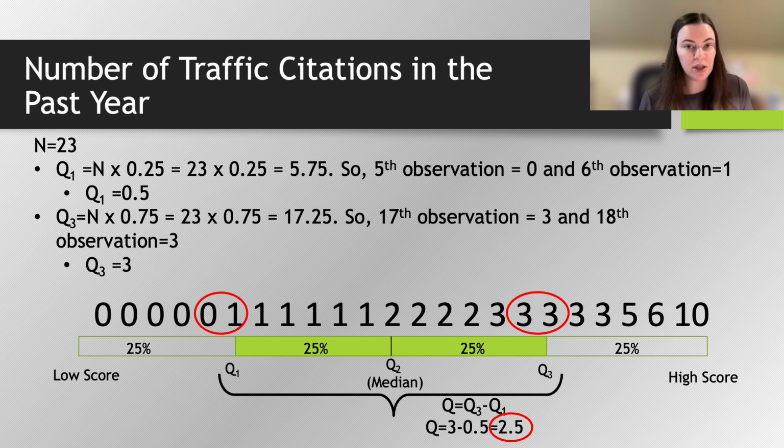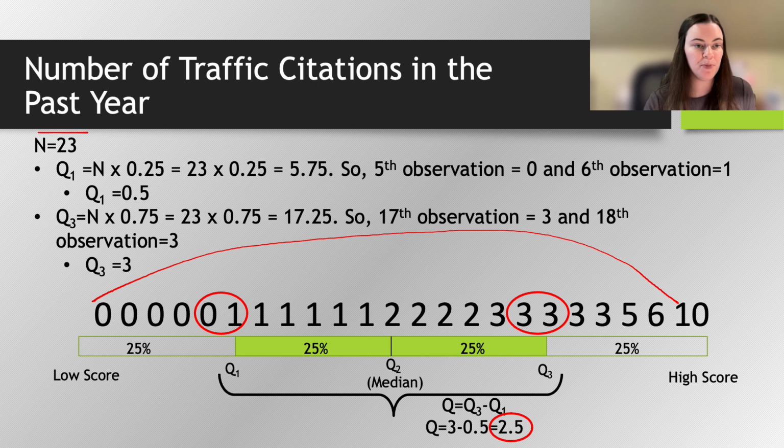So to work through an example of this, let's take a look at an example of a sample in which I asked respondents to tell me how many traffic citations have you received within the last year. I've already ordered these for you, so we have a range from 0 to 10, and I asked 23 people. Remember that our capital N in this case is telling us the total number of observations that we have within the context of this problem. So again, I surveyed 23 people. To identify what Q1 is, I need to take N, which in this case is 23, so how many people did I ask, times 0.25 to get to quartile 1.